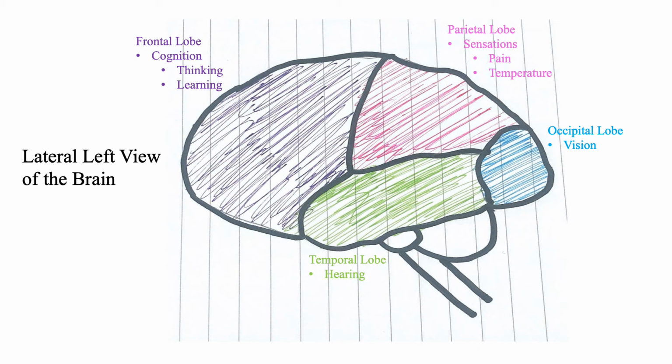So then we have three separations throughout the brain. The first one on the top of the brain is called the central sulcus, which separates the frontal lobe from the parietal lobe. Then towards the bottom of the brain, we have the lateral sulcus, which separates the frontal lobe from the temporal lobe. And lastly, we have the parieto-occipital sulcus, which separates the parietal lobe from the occipital lobe.